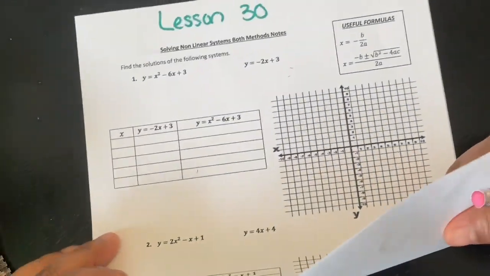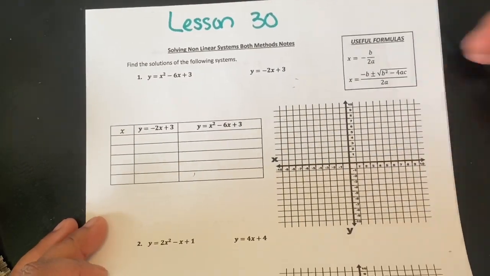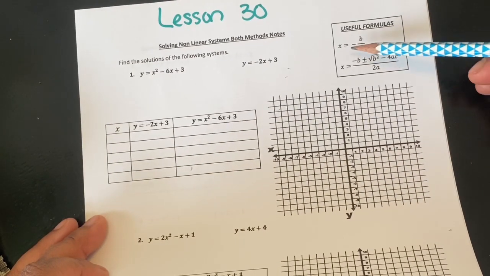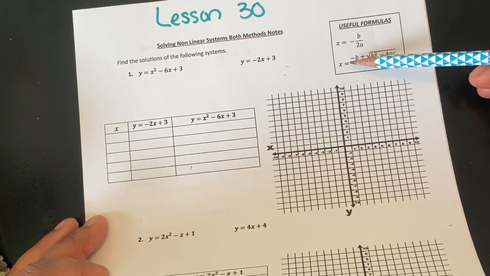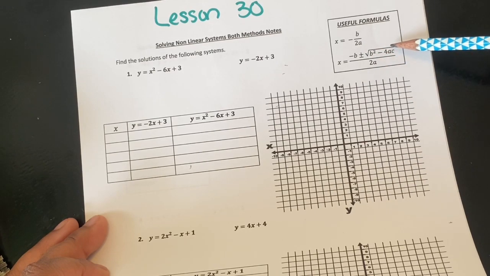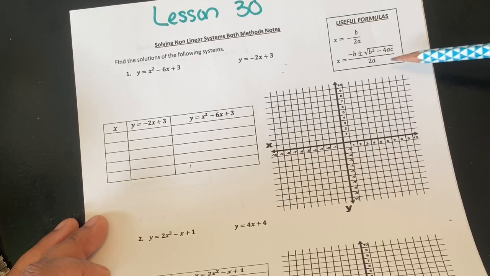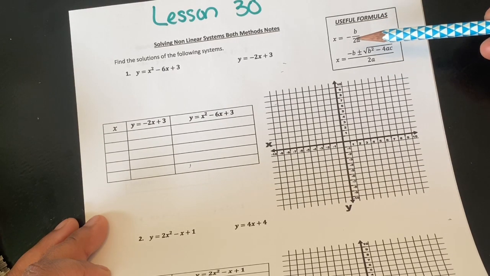Okay, now let's review. For today, our notes are just a review of both of the methods. This is lesson 30. Our important formulas are x equals negative b divided by 2a, and x equals negative b plus or minus the square root of b squared minus 4ac, all divided by 2a. That's your axis of symmetry formula and your quadratic formula.